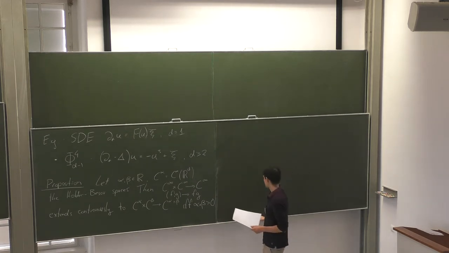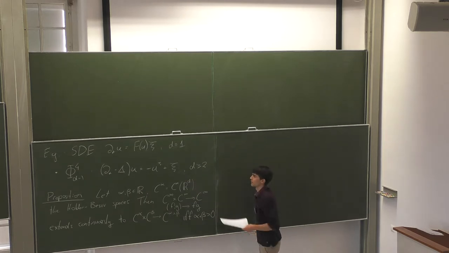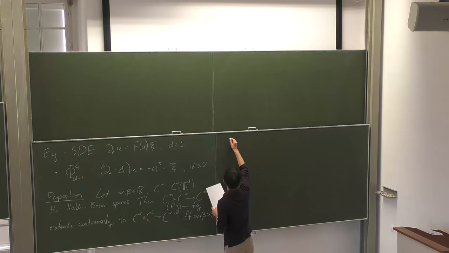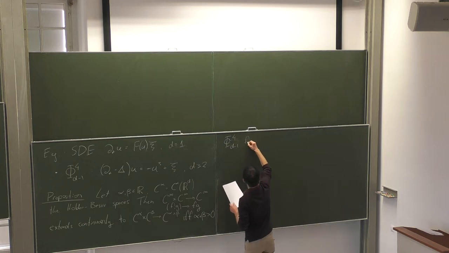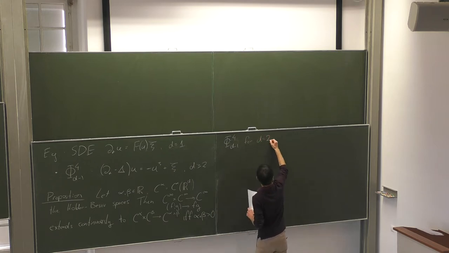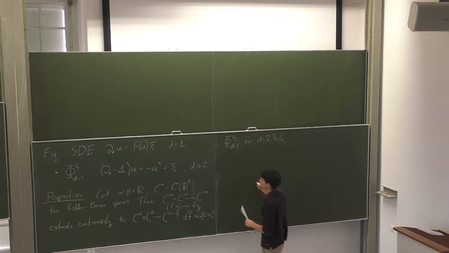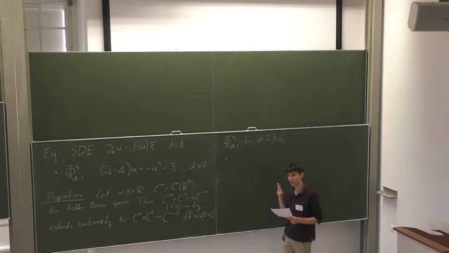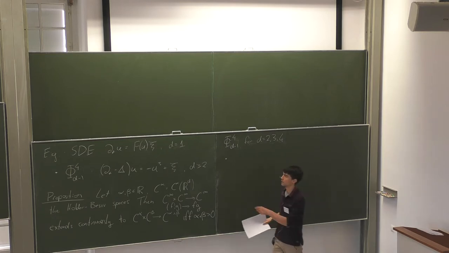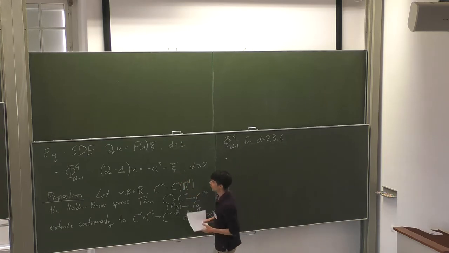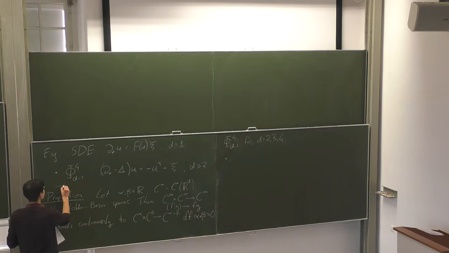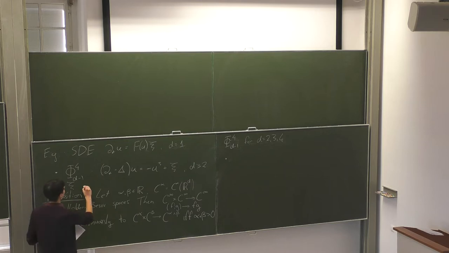So let's look at a little bit more detail this dynamical phi 4 model. So let's look at phi 4 d minus 1 for d equal to 2, 3, and 4. We're going to use, in addition to this proposition, two more facts about the noise here. So I didn't actually mention, the noise, we're always going to take it to be, in these two equations, white noise.